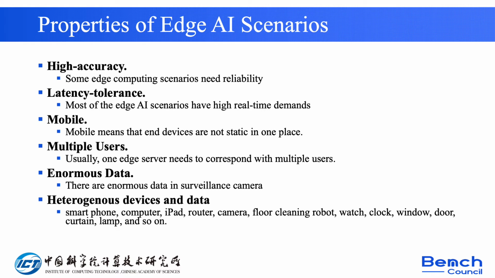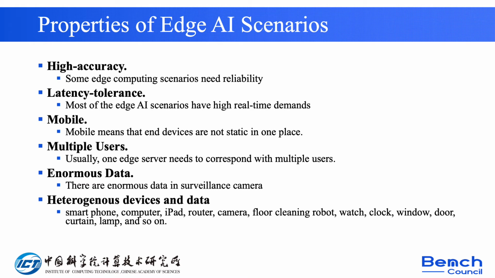And usually, one edge server needs to correspond with multiple users. In the ICU patient monitor scenario, one edge server corresponds to multiple patients. In the surveillance camera scenario, one edge server corresponds to multiple cameras. And in the smart home scenario, one edge server corresponds to various devices. However, one AI chip only serves one smart car due to the particularity of the autonomous vehicles.